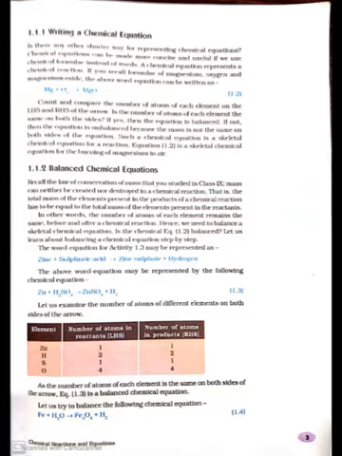As the number of atoms of each element is the same on both sides of the arrow, 1.3 is a balanced chemical equation. Let us try to balance the following chemical equation: Fe + H2O = Fe3O4 + H2.